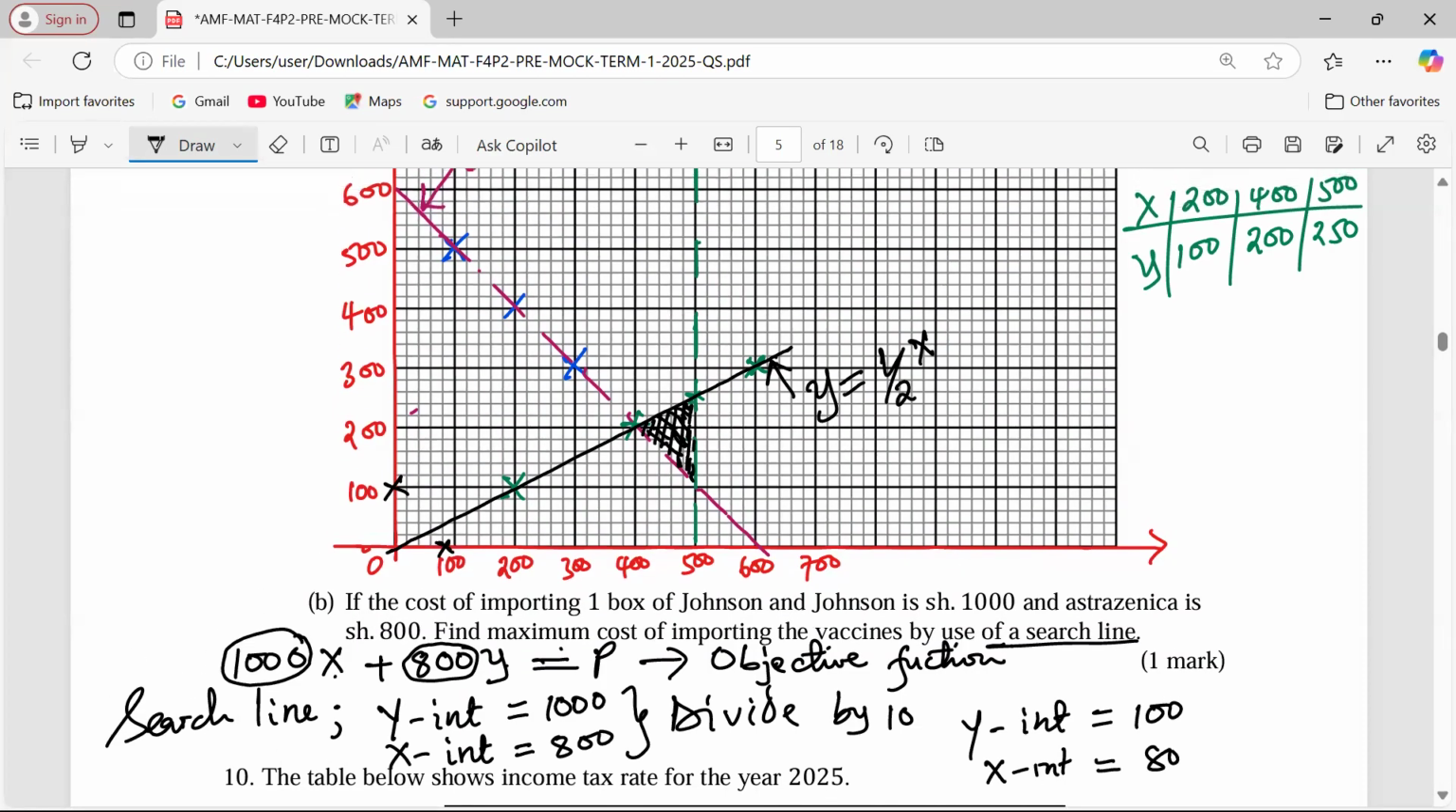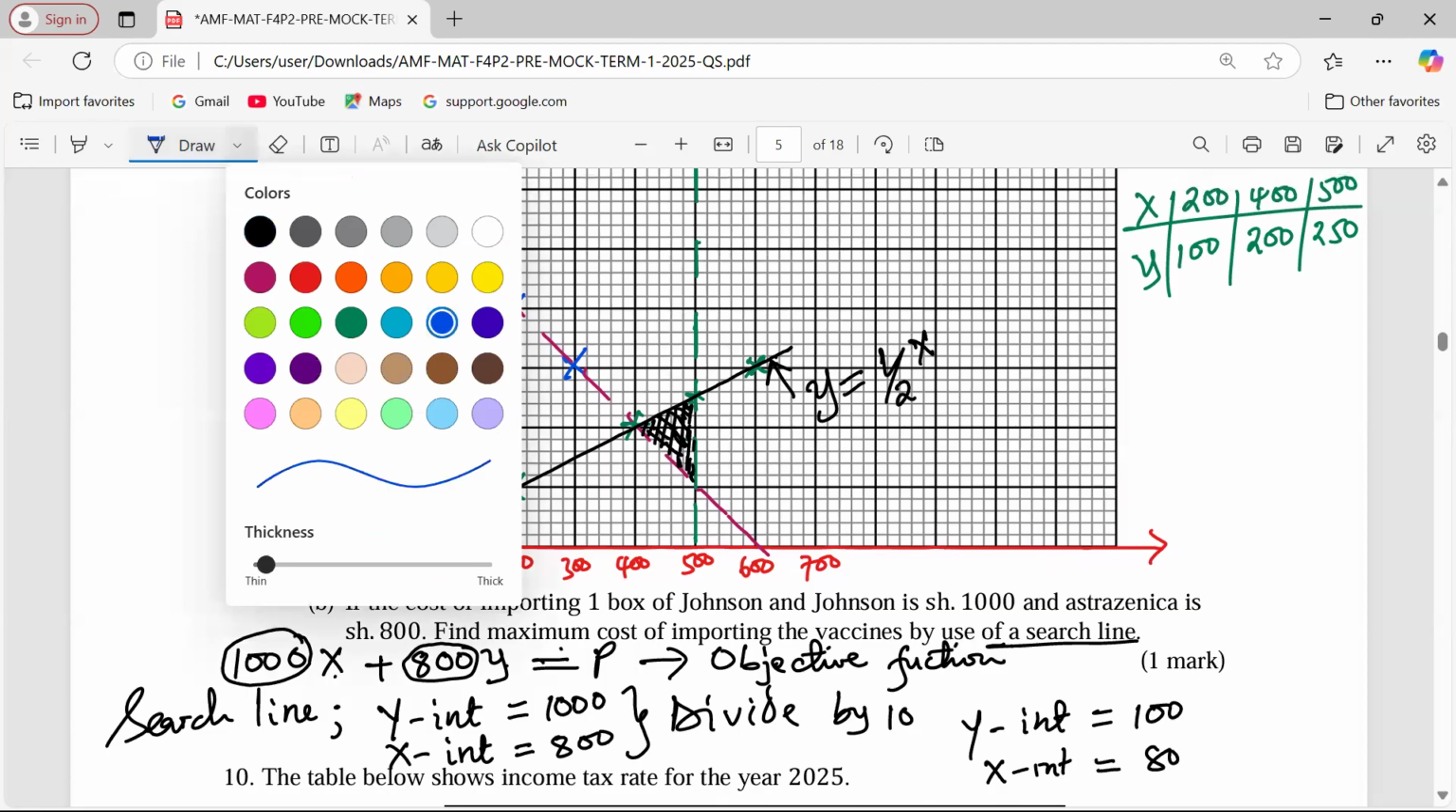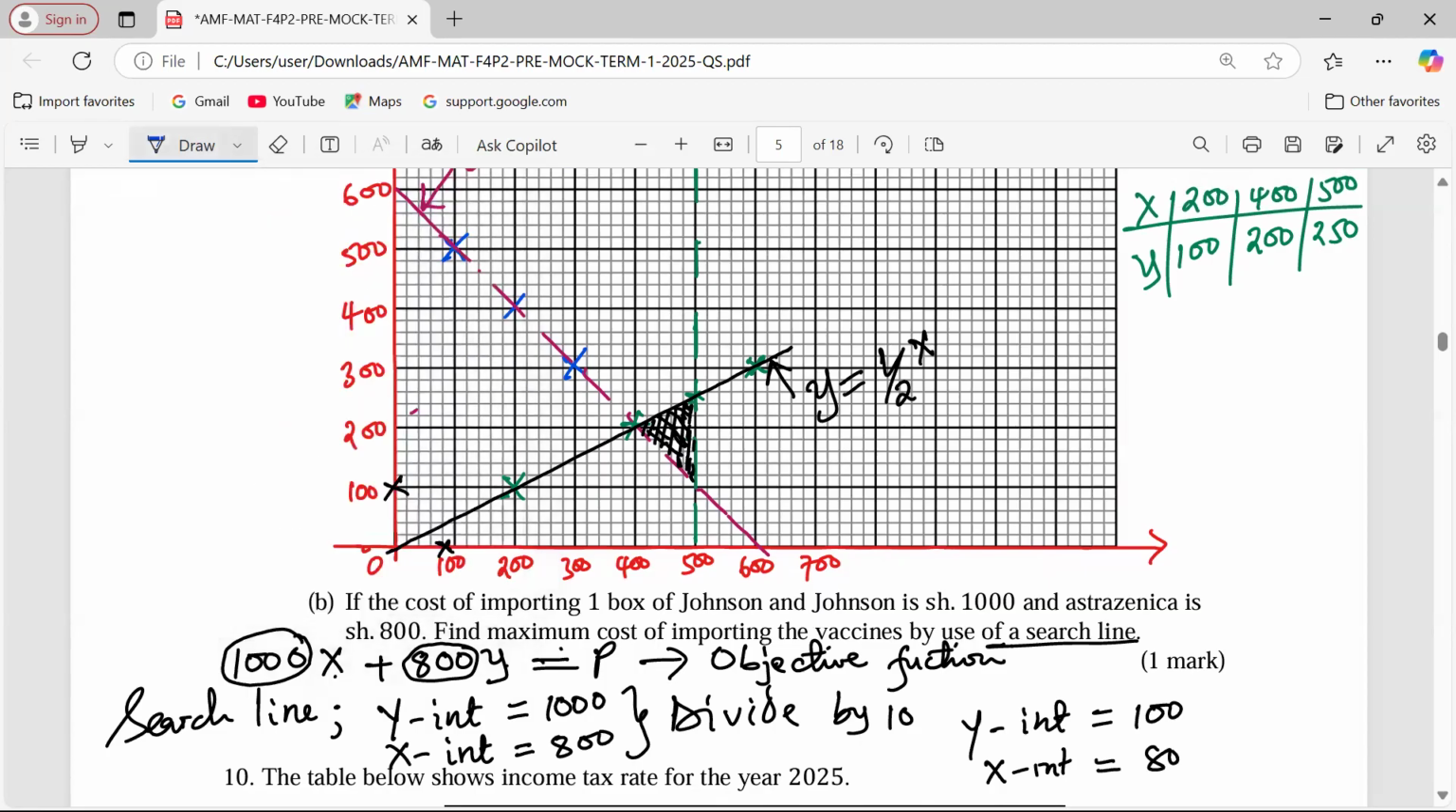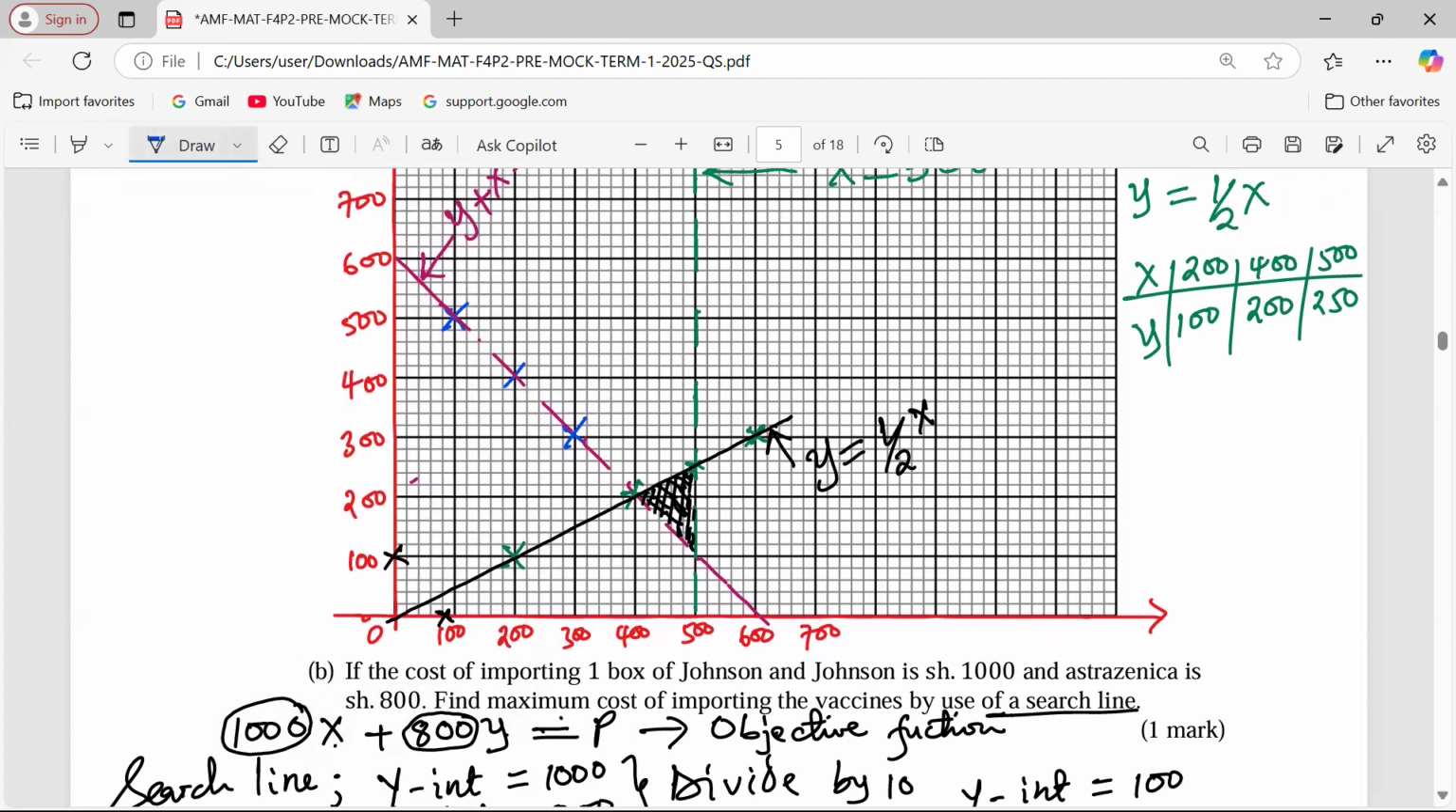Then we draw that line. It will be called our search line. So our search line now will pass here. Our search line is going to pass here. Yeah, it's our search line.